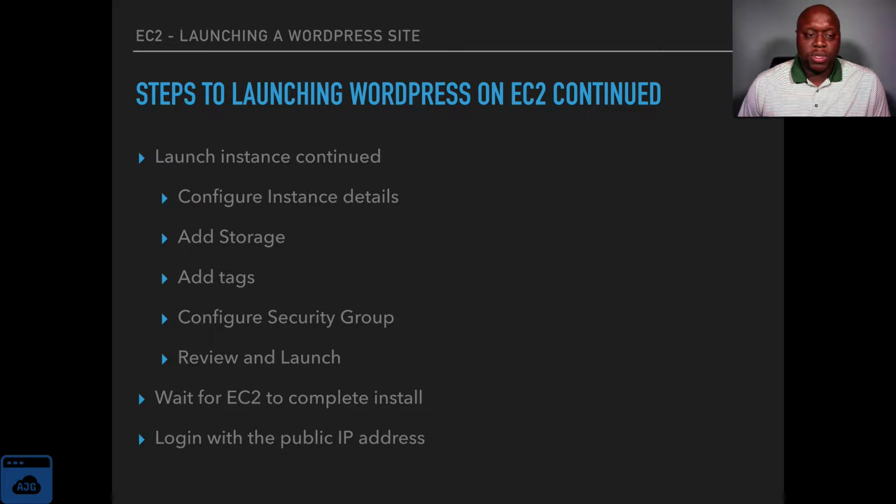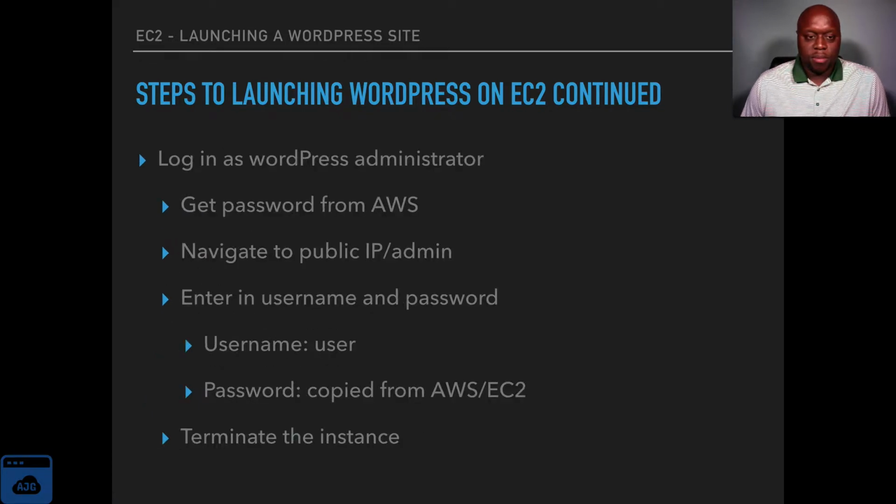We will follow those steps to launch an instance, configure a security group, review and launch, and then once the EC2 install is complete, we will log into the WordPress site using the public IP address, and then we'll make some changes once we log in as an administrator. For the username and password, when we get to the administrator, the username will be user, and the password is actually found back on the AWS console, and I'll show you where that is.